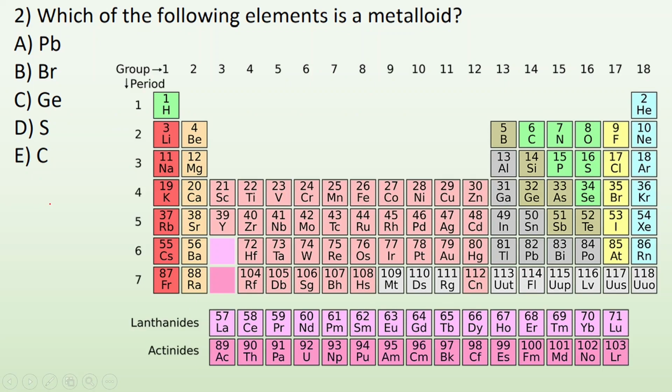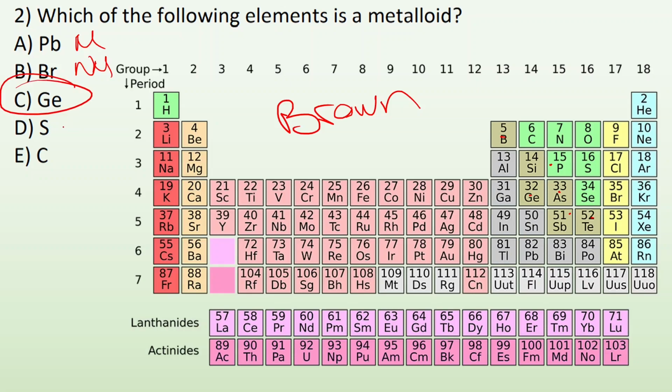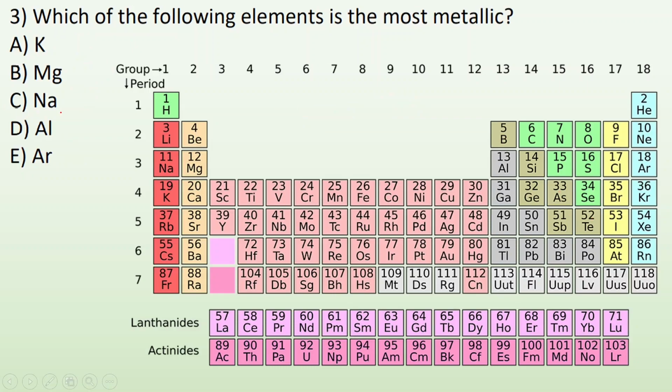All right, number 2, which of the following elements is a metalloid? So you can see in the image here, it's the ones that are color-coded in brown, right? So we got boron, silicon, germanium, astatine, Sb, Te. So which one of these? Well, let's see. Pb, nope, that is just a straight-up metal. Bromine's a non-metal. Ge, yes. Sulfur, nope, that's a non-metal. Carbon, nope, that's a non-metal as well. So there you go.